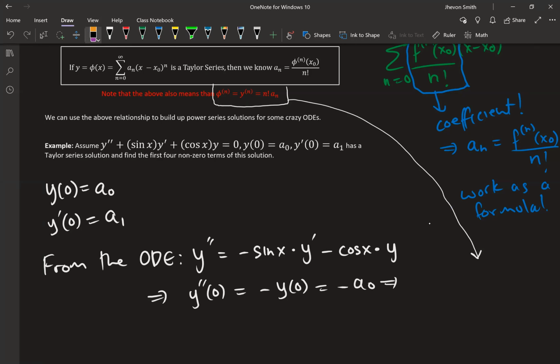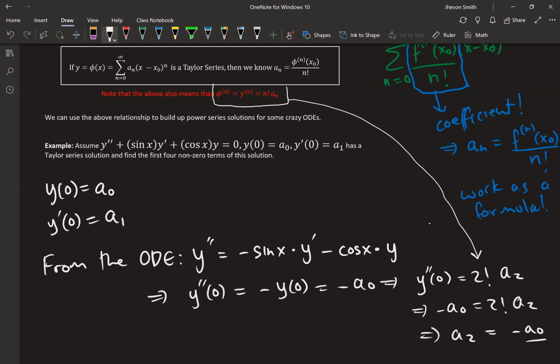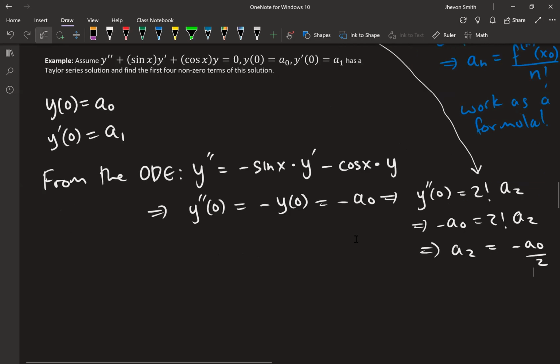So if I use that formulation, my y of 0 and my y prime of 0 are given initial conditions. For my y double prime at 0, I actually solve for y double prime and plug in 0. Then I get minus a0. But remember, y double prime at 0 is actually 2 factorial times a2. This means that minus a0 is 2 factorial times a2. This means that my a2 is going to be minus a0 over 2. And I can actually continue with this construction.